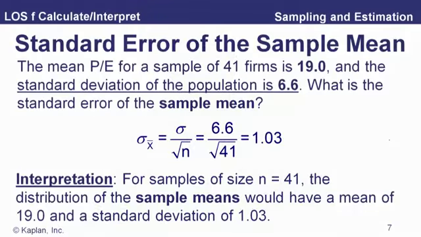So let's put this to work. The mean price-earnings ratio for a sample of 41 firms is 19, and the standard deviation of the population is 6.6. What is the standard error of the sample mean? Well, we've got 41 firms, so we're just going to take the standard deviation of the population and divide by the square root of n and get 1.03. And so our interpretation of that is that for samples of size 41, the distribution of sample means has a mean of 19, at least that's our best guess right now, and a standard deviation, which we're calling the standard error, of 1.03. So the greater the sample size, this distribution collapses down tighter and tighter around the mean.